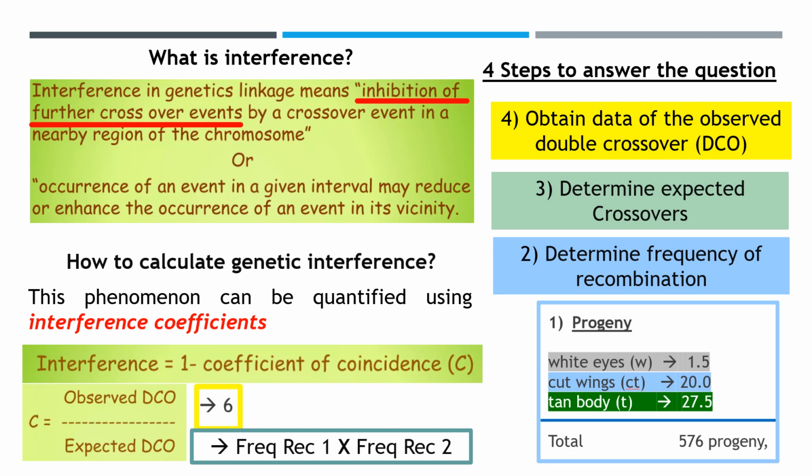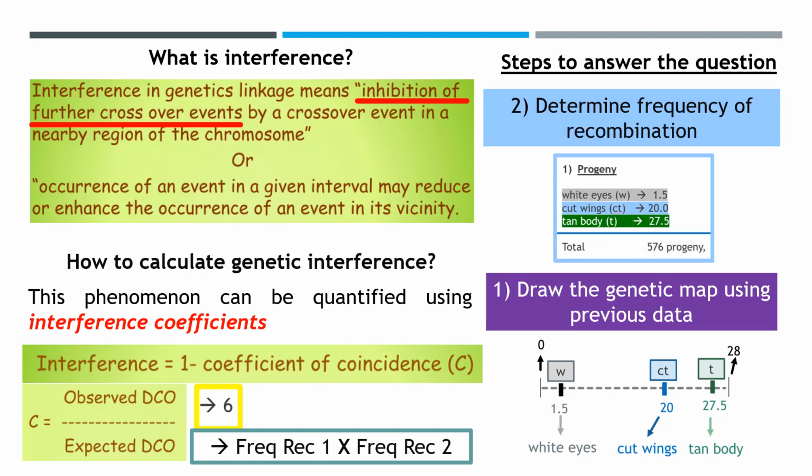And finally, the last step, or the first step, the initial step that we need to do, is to take this table to draw the genetic map using this data. Okay, and we will do that. So in the following slides, we're going to do 4 steps that will allow us to calculate the interference, the degree of interference. It looks complicated, but you will see that it's pretty easy. So let's start.